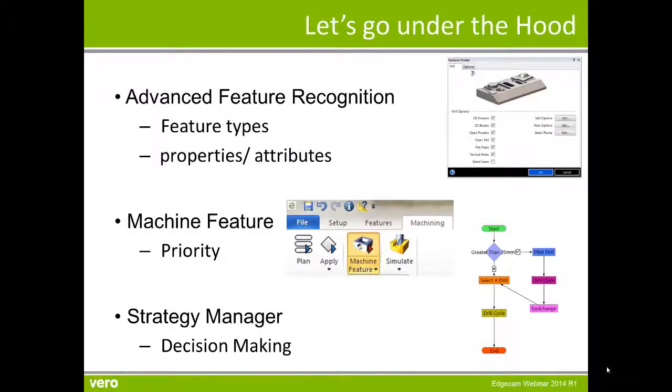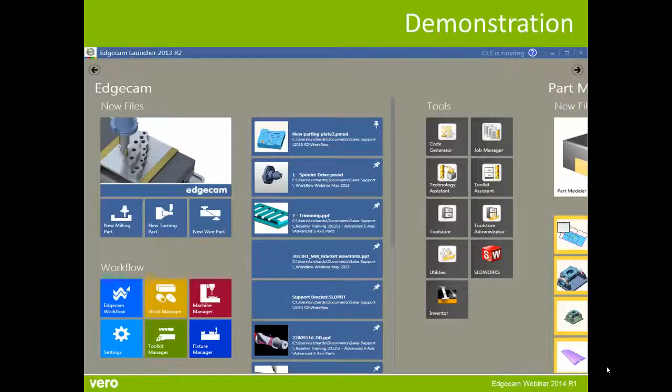We spoke about advanced feature recognition. This is the area of the software where we're identifying the manufacturable features such as pockets, holes, bosses, and within these features we store attributes, also known as properties. These could be things such as minimum radius, pocket depth, pocket width, hole size, whether there's any tapping information within the hole, and of course we can use this to make manufacturing decisions. We'll be looking at the machine feature option that's been introduced at 2014 R1. This allows us to graphically interact with the solid to machine the features in our desired order. And the technology behind this is Strategy Manager. So we're going to go back across into workflow and have a look at the next demonstration.